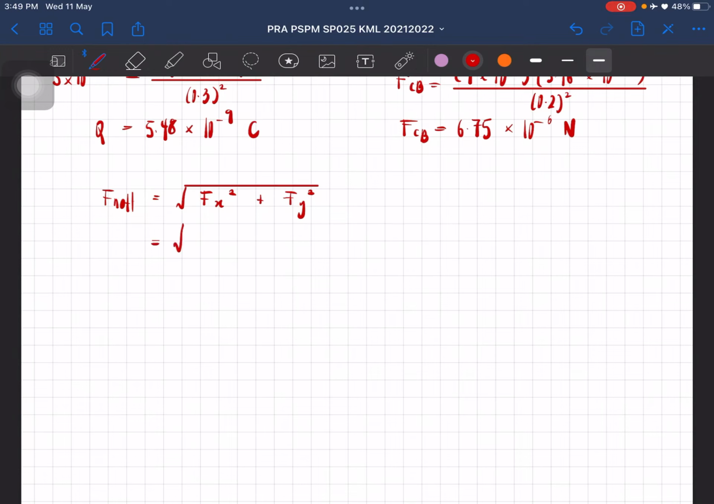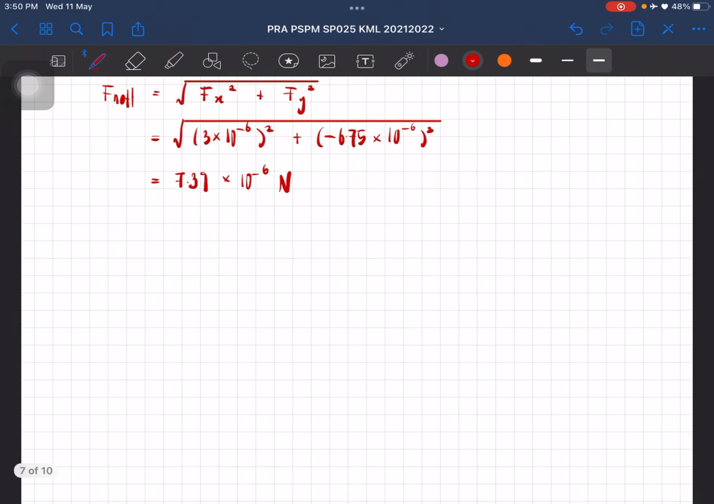so this is gonna be 3 times 10 negative 6 square plus if you put negative pun tiada masalah sebab it is pointing down, but nanti kamu akan square it here, so sama jugalah jawapan dia, which is gonna be 7.39 times 10 negative 6 Newton. Okay, so this is not the end yet. Remember, force is a vector, so you need to consider their direction as well.